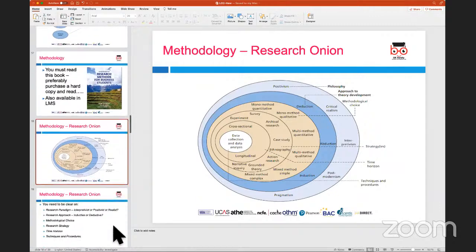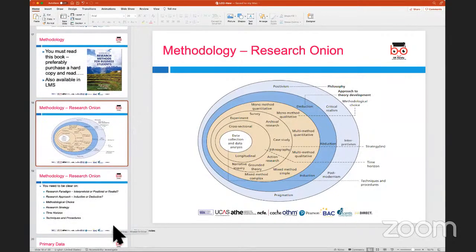Now, I did share an article on the Research Onion yesterday, and I did mention there are these 3 different circles which were proposed as a methodology, and this is now widely known as the Research Onion by Saunders and his team. First we look at the theoretical approaches, primarily in terms of how we want to carry out research. So there are 3 main circles that we would look at in the Research Onion.